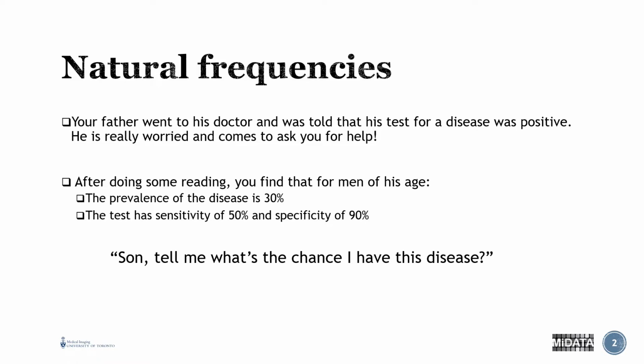Let's jump into a little stats fun with natural frequencies. So your father went to his doctor and was told that his test for a disease was positive. Now he is really worried and comes to ask you for help. After doing some reading, you find that for men of his age, the prevalence of the disease is 30% in the population, and the test that he had has a sensitivity of 50% and a specificity of 90%. He asks you, "Son, tell me what's the chance I have of this disease?"